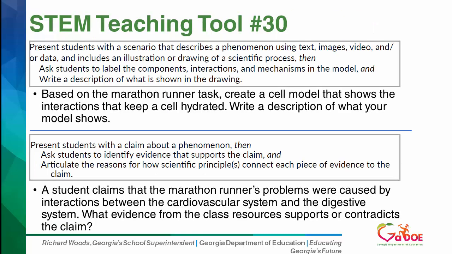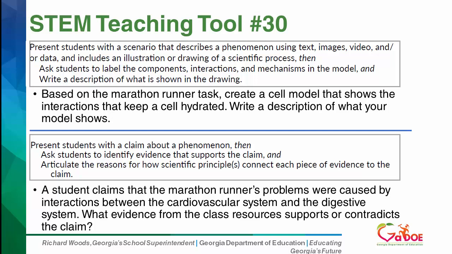So using this tool, you could see here on the screen, this is just a snip of that STEM teaching tool, and it gives us an example format or task format that we can use in our classroom. So here, the question or task students could do is, again, based on the phenomenon, but students are creating a cell model that shows interactions that keep a cell hydrated. Or we could present students with a claim about a phenomenon and ask students to identify evidence for that claim.